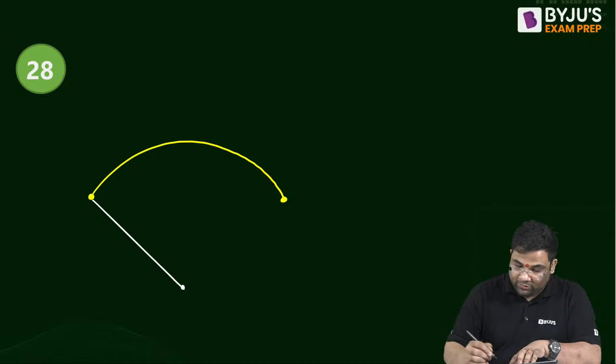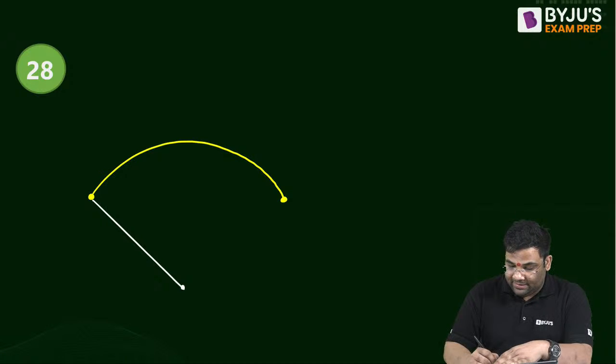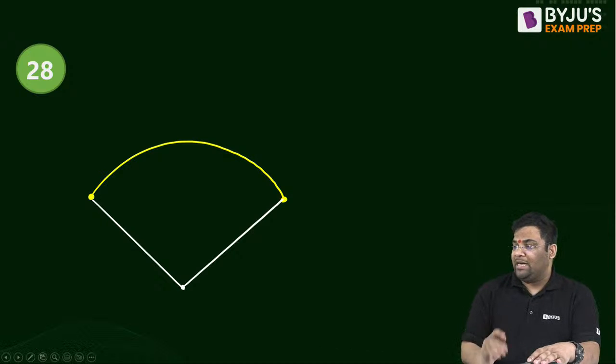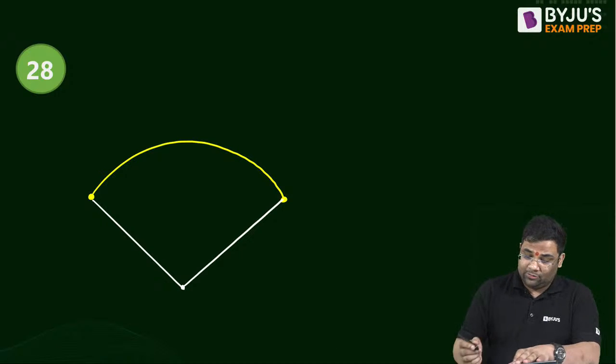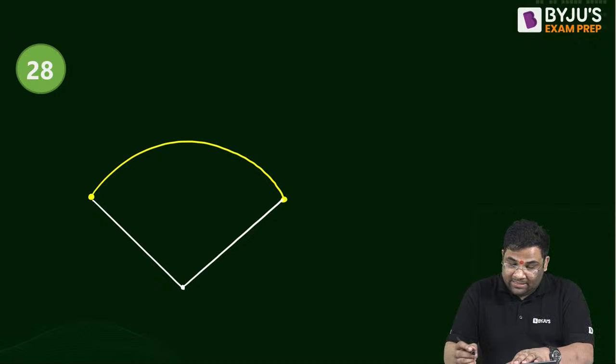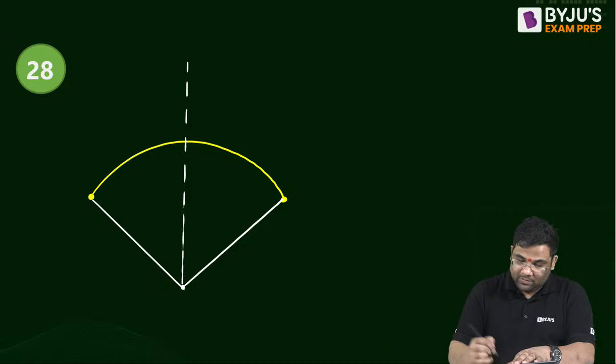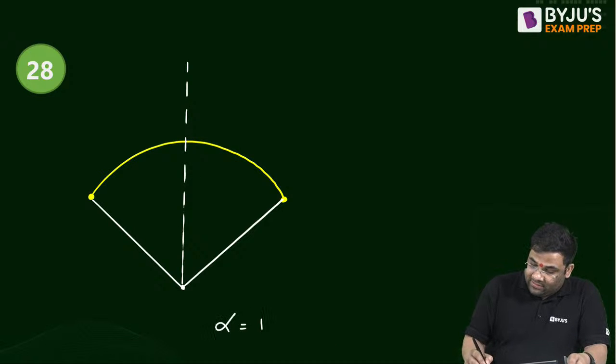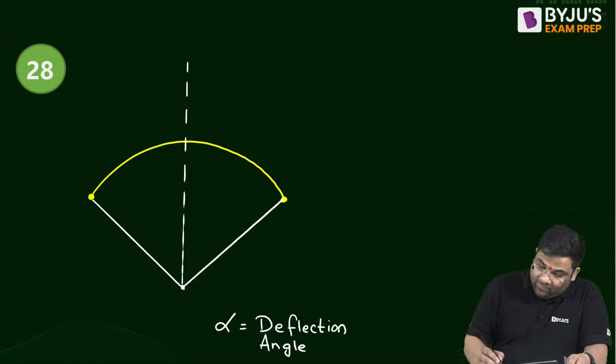Many questions are asked on curves. Let us see some basic things. If you start remembering, it will be a little tricky, so I'll explain the things. Bisect this angle. This alpha is known as the deflection angle, and if you bisect it, then here it will be alpha by 2, alpha by 2. Very good.